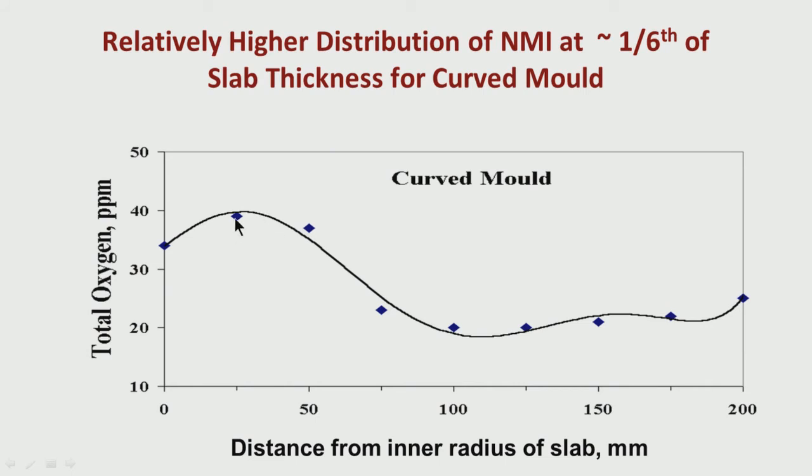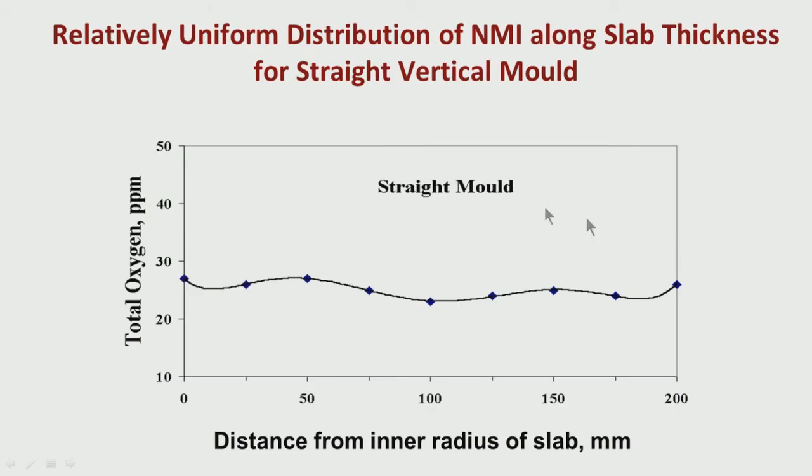This is very interesting. When we process this material, we will find more defects near the surface which corresponds to the inner radius, and the surface which corresponds to the outer radius is relatively more clean. So, we will have more defects at one surface and fewer defects at the other surface, but for a straight mold, defects are more or less uniform. That means whatever incidence of defects there is, it is more or less uniform at both the surfaces.